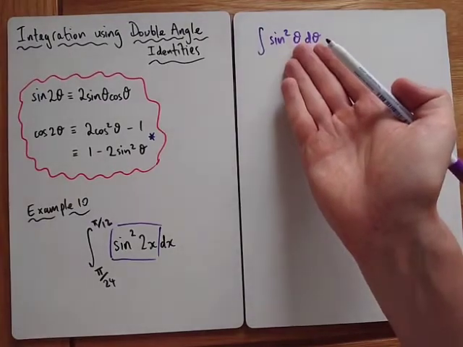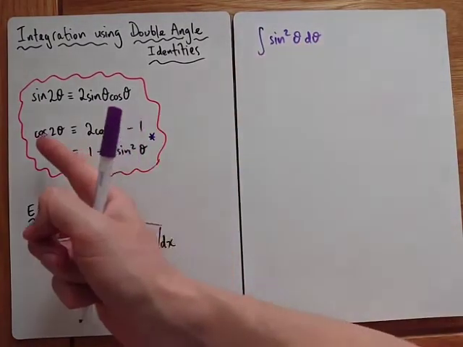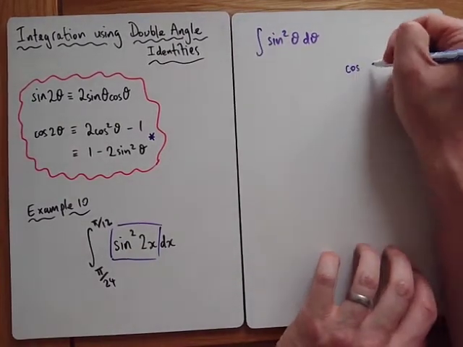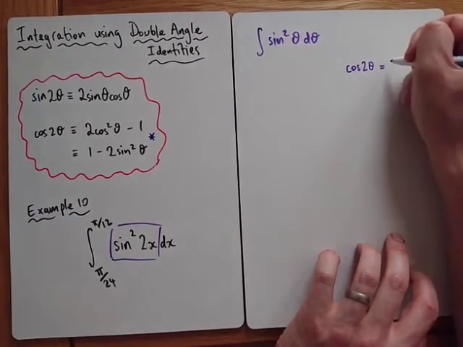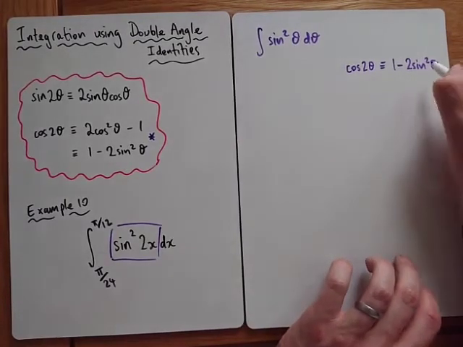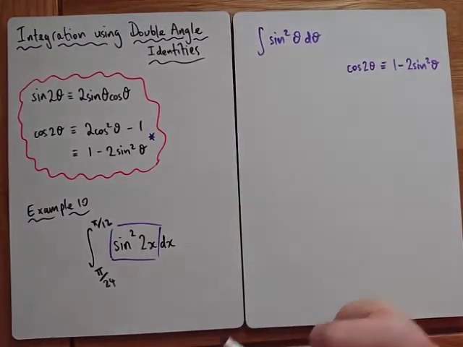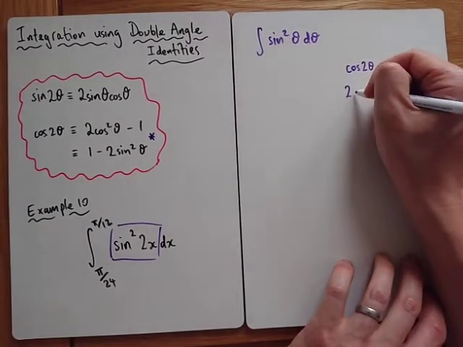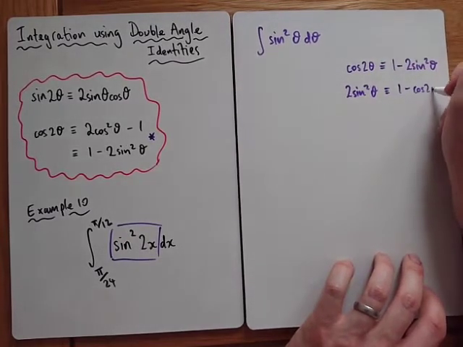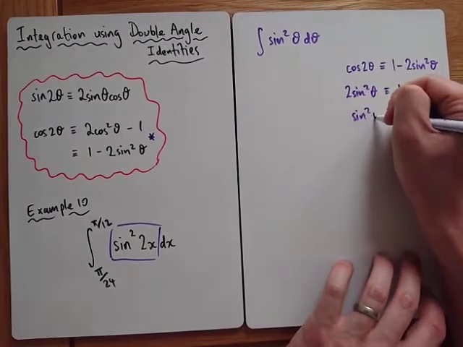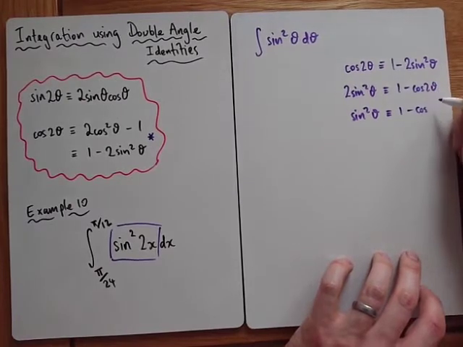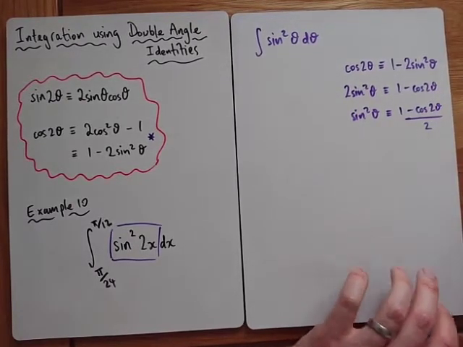So how would I integrate sine squared? Well, I can't integrate sine squared, but I can use this double angle identity. Write the identity down first. We know that cos 2 theta is the same as 1 minus 2 sine squared theta. Rearrange to get sine squared, because that's what we're trying to integrate. 2 sine squared would be 1 minus cos 2 theta. So sine squared of an angle is 1 minus cos of double the angle, all divided by 2.